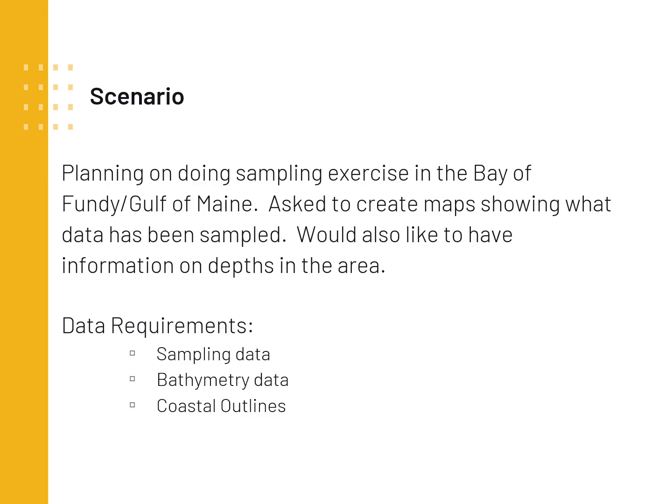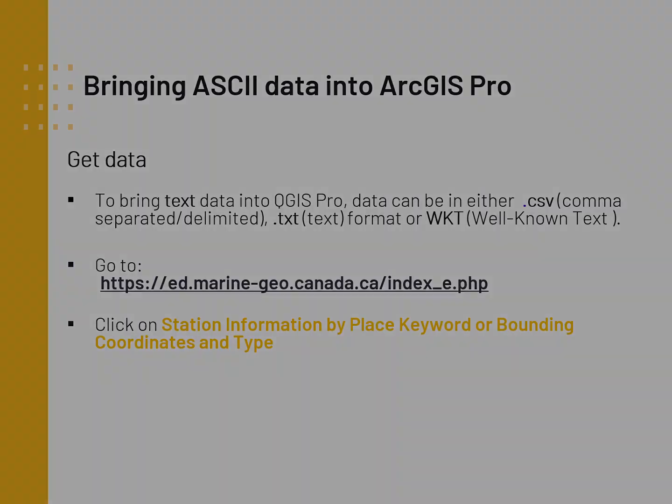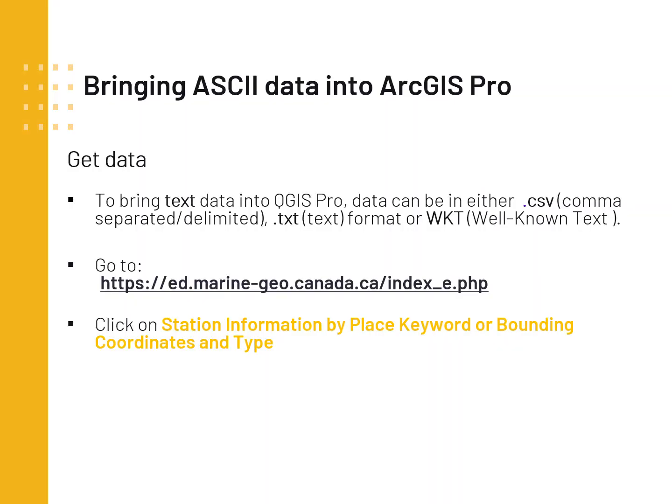So the data that we're going to be looking for is the sampling data that's already been collected, bathymetry data or water depth data, as well as the coastal outlines so we can see where the coastlines are and the Canadian boundary is. So the first data set we're going to bring into QGIS is an ASCII data set, and this will contain our station data. So before we can bring it into Q, we need to actually access the data, okay?